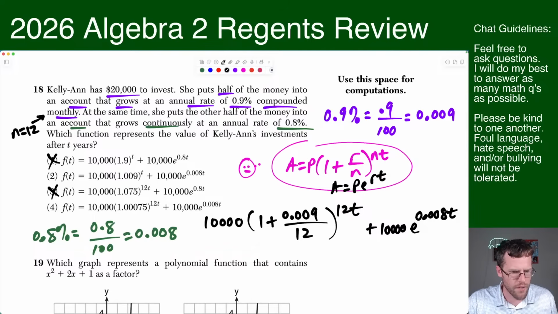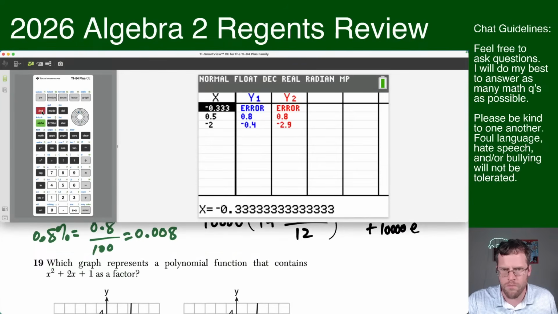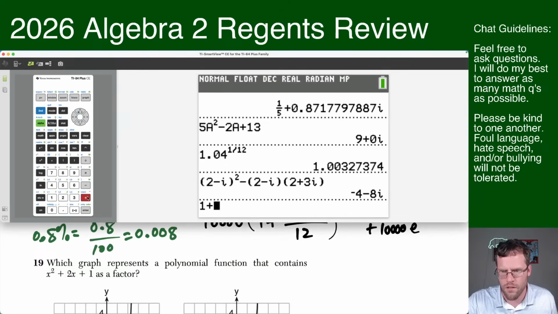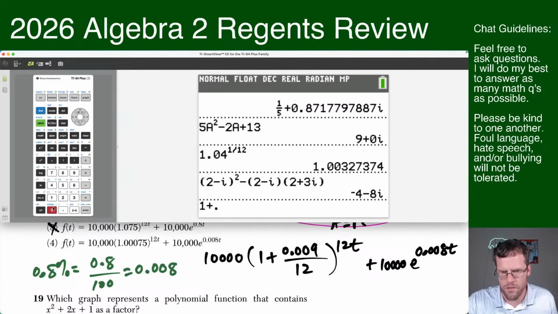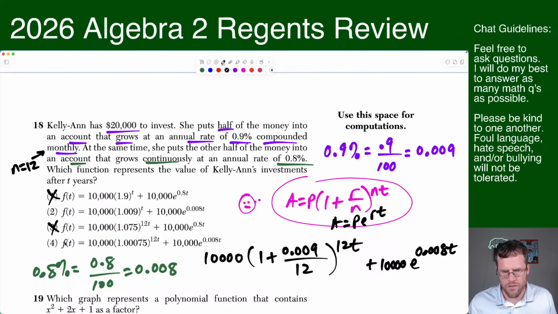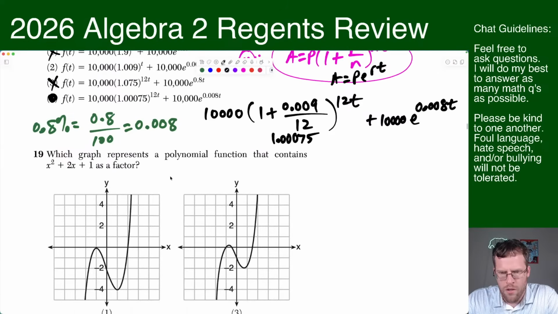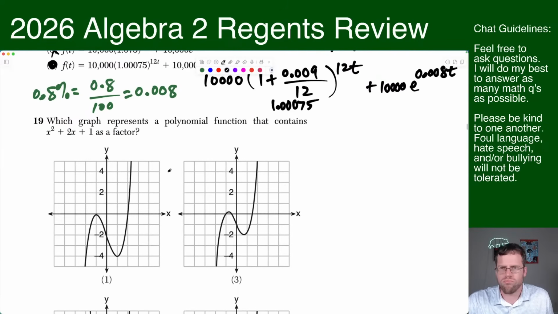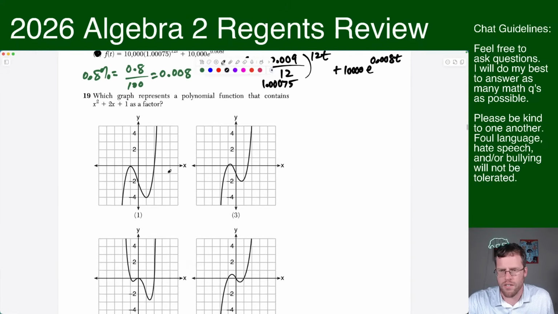So let's go ahead and find that. So 1 plus 0.009 over 12, the base here is 1.00075. So that's why it's choice 4, because this works out to 1.00075. All right. Cool. Alrighty.